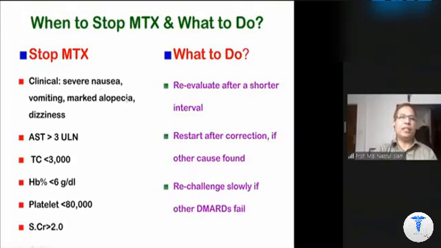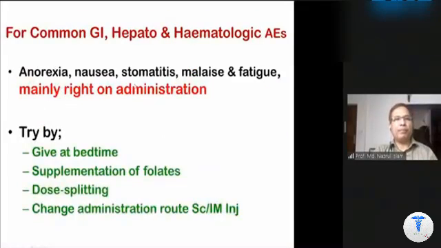So if severe GI upset is there, if dizziness is there, more than 3 times the upper limit of AST from baseline, or a total count less than 3,000, these are the absolute contraindications I told you about before starting the methotrexate. So if any of these comes up, we need to stop methotrexate. We have to evaluate the case, and if there is dire need to continue with methotrexate, the challenge can be done slowly.